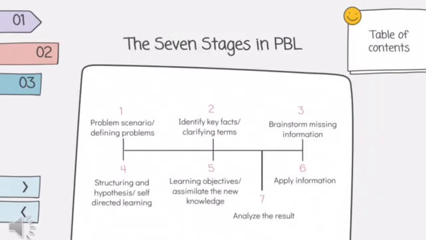These are the 7 stages in problem-based learning. First is the problem scenario, or defining the problem. Second, identify key facts, or clarify terms. Third, students need to brainstorm the missing information. Fourth, students need to structure and form hypotheses, or do self-directed learning. Fifth, they have to learn the objectives, or assimilate the new knowledge that they have gathered. Sixth, they have to apply the information that they have gathered. And the last one is to analyze the result.